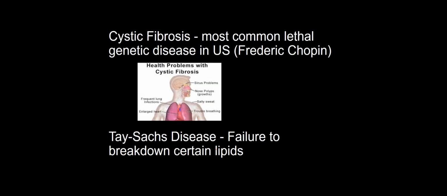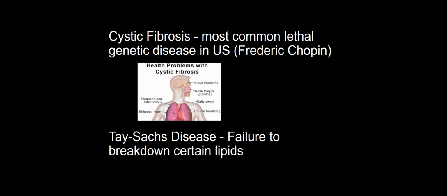Cystic fibrosis and Tay-Sachs disease are both very rare genetic disorders characterized by a variety of symptoms. Cystic fibrosis is characterized by the body producing very thick mucus in the lungs and the upper respiratory system, and this is due to a mutation in a chloride transporter that basically prevents the body from producing thin mucus to line the various membranes. And so there's a variety of symptoms associated with this.